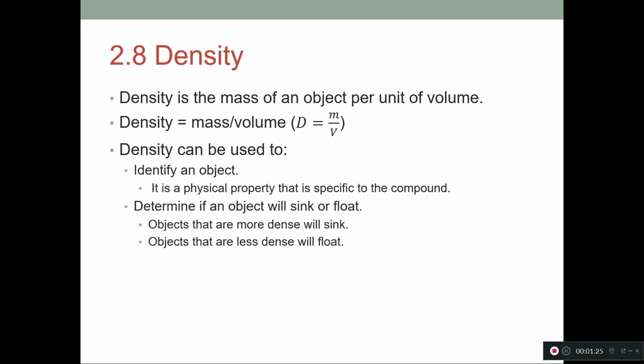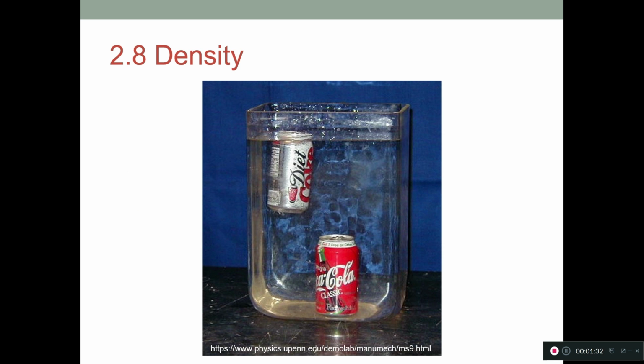So objects that are more dense than whatever it's in will sink. If it's less dense, then it will float. So you may have seen something like this before, where Coca-Cola will actually sink in water and Diet Coke will float in water, and that is because Diet Coke is less dense than the water, where Coca-Cola is more dense. That's because Coca-Cola has a bunch of sugar in it, where Diet Coke has artificial sweetener in it, which is a lot sweeter than the sugar, and so you don't have to put as much of it in, and that means it will actually be less dense than the water and therefore float.